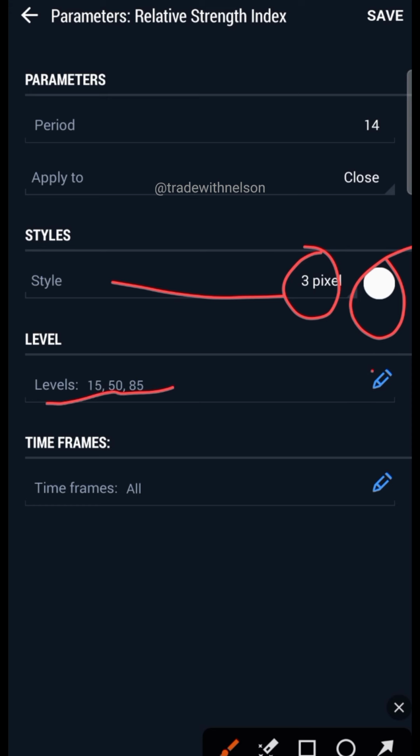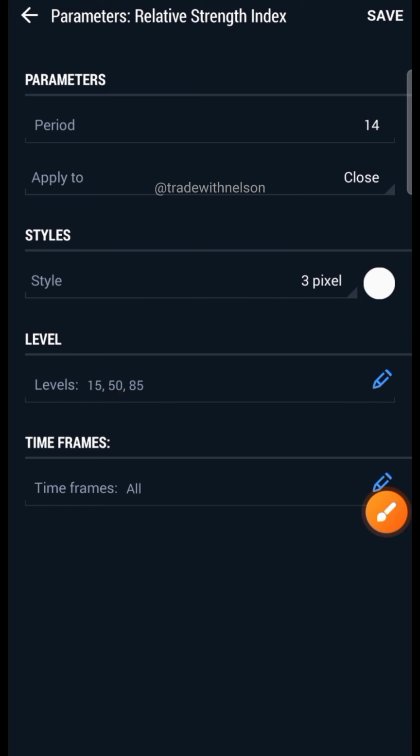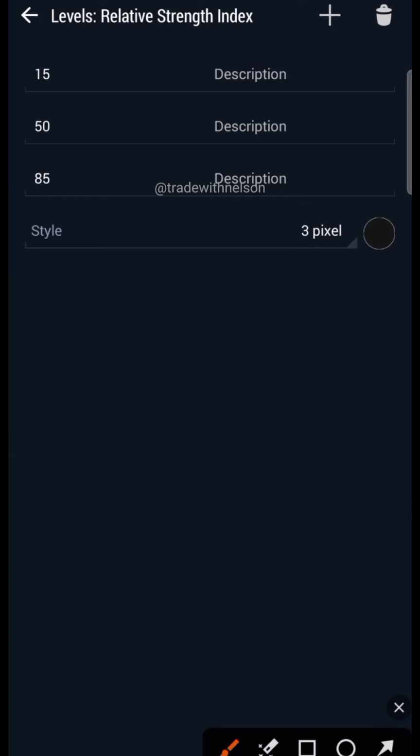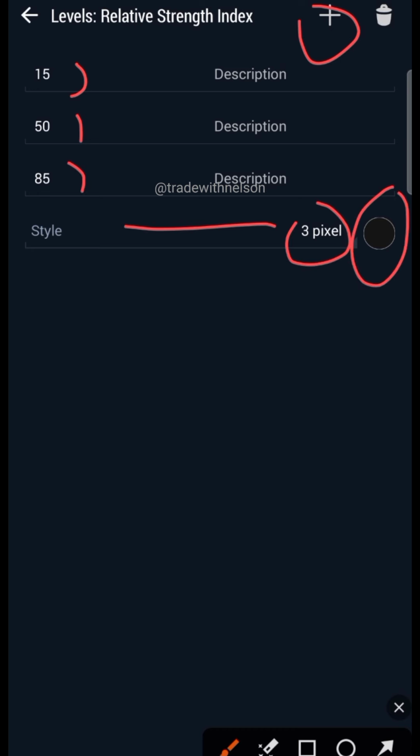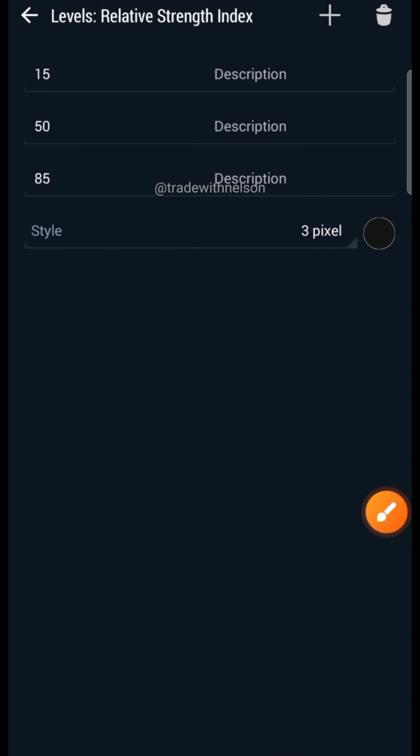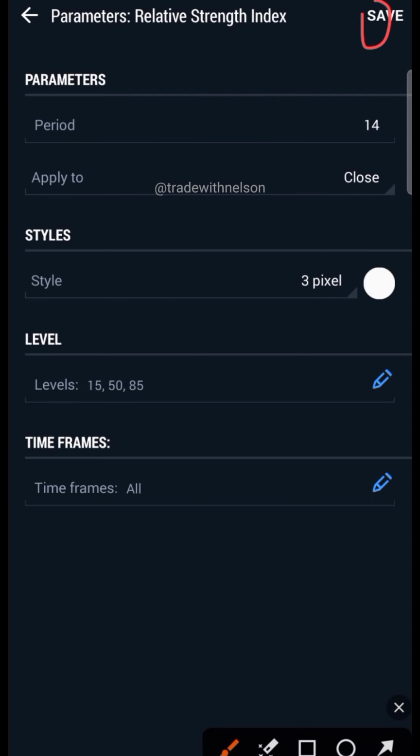To select levels, click on this pen icon that you see over here. Click on add to add more levels, type 15, 50 and 85. On your style, make it 3 pixels and select a color of your choice, but here I am using black. After that, you go back, then you click on save.